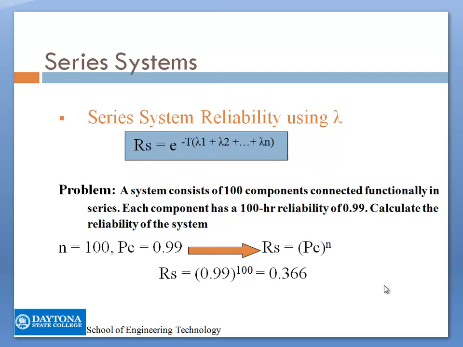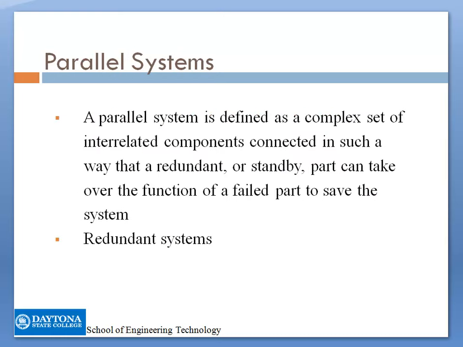Because all components have the same reliability, we can use the formula that is the reliability of the component to the power of the number of components, which is n. So in this case, it's 0.99 to the power of 100, and that will give you a reliability of 0.36 or 36%. You see, even though the reliability of the components is very high, 99%, because you have 100 components, the reliability of the system will be very low. Okay, this is in case that we have series systems.